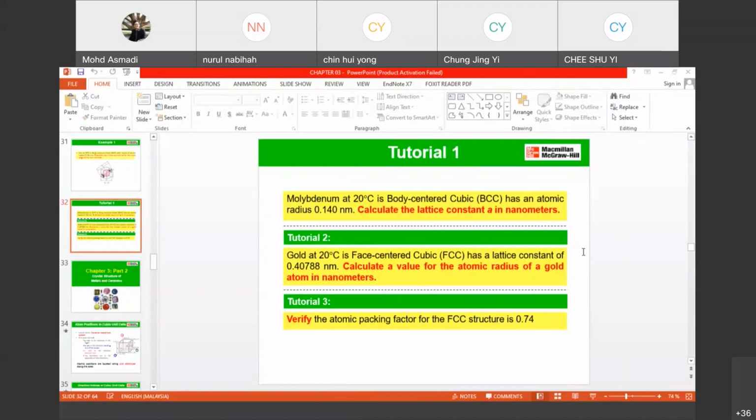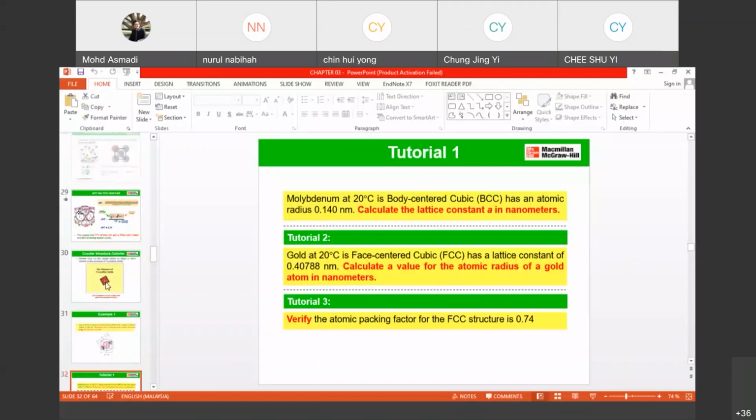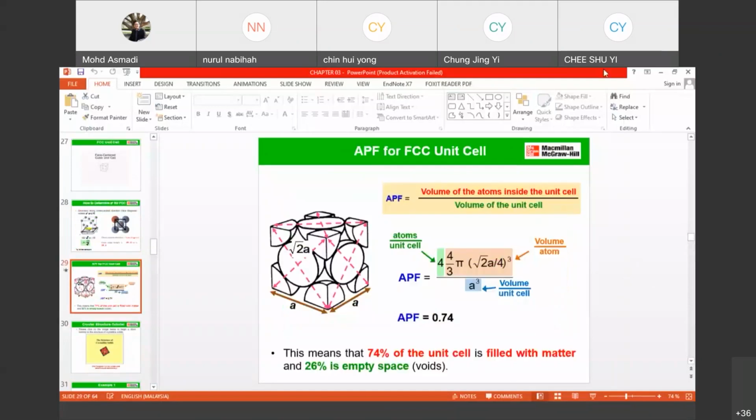Can, 323. Yes, 323 nanometer. 232. Yes, molybdenum also you have to calculate. 232, 0.1442. That's correct. Okay, 233. The answer is here. For FCC, this one, 0.74. This is the answer. Okay, you can use this one. So you already have all the answers.